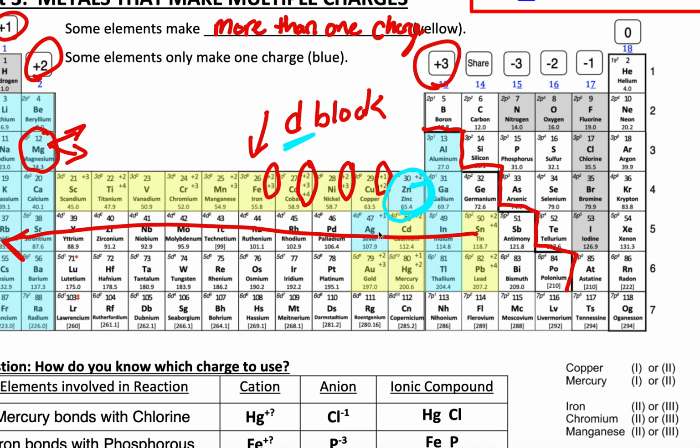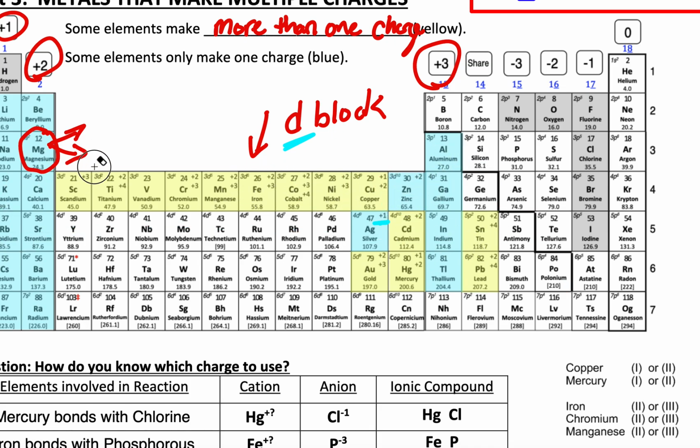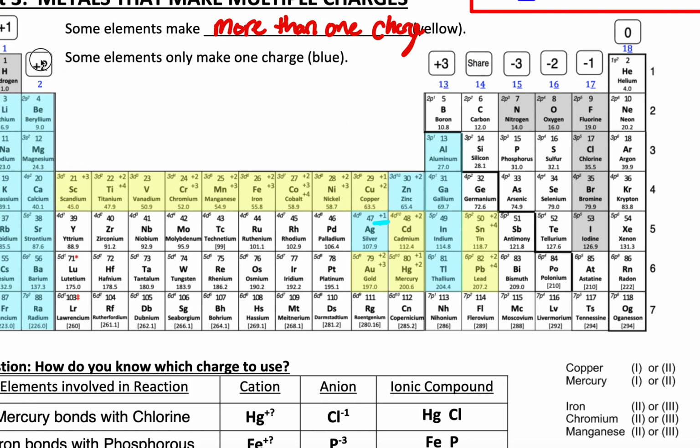And silver is in this block here, but it only makes 1 charge. It makes +1. That's it. So you could memorize that. Silver makes +1. Or you could use it over and over again, and every single time you check, and then eventually it gets stuck in your head. Silver makes +1. But it's always there for you. You don't have to go crazy memorizing anything. You just have to remember that if it's an element in this middle section, you've got to check to see if it can make more than 1 charge.